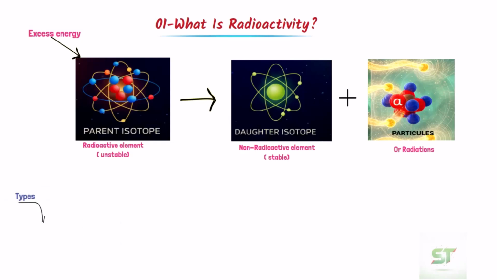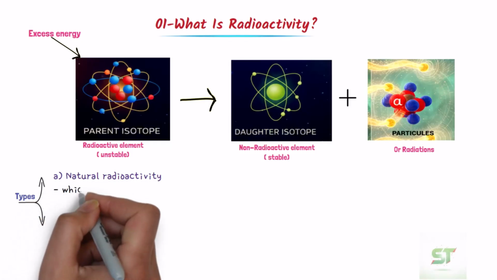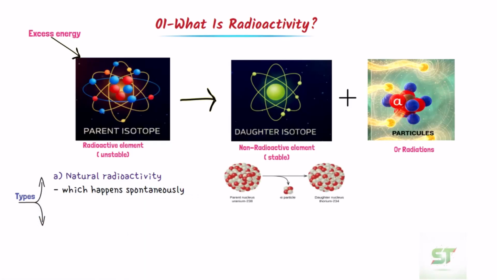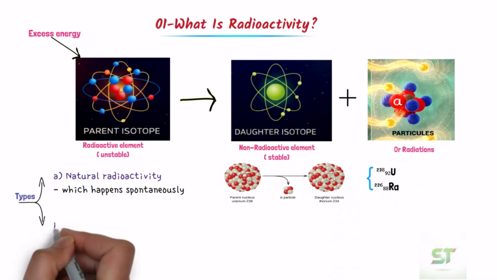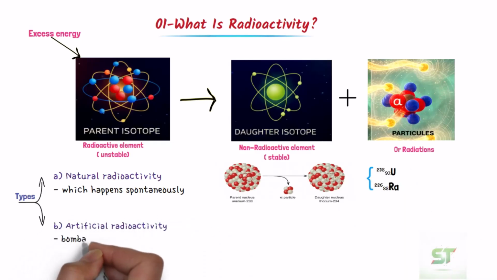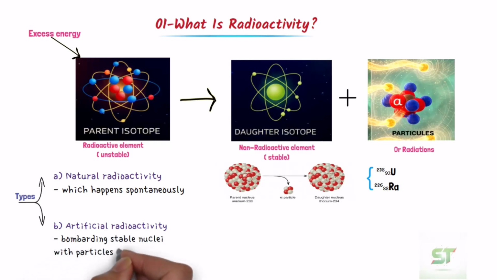There are two types of radioactivity: natural radioactivity, which happens spontaneously, like in uranium or radium; and artificial radioactivity, which is induced by humans when scientists bombard stable nuclei with particles to make them unstable.